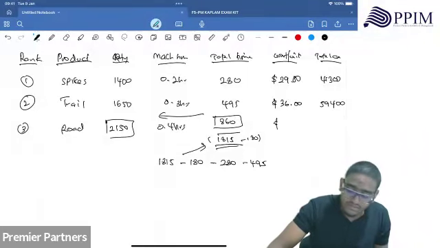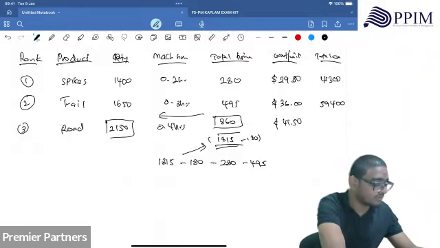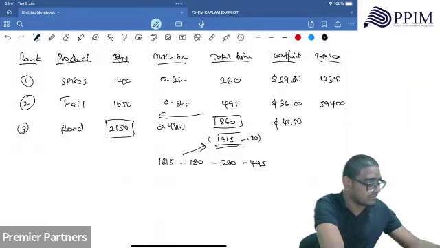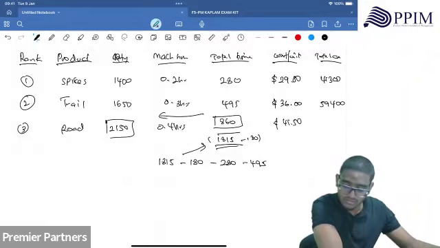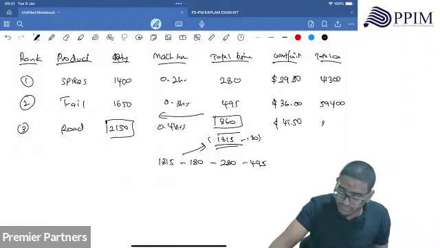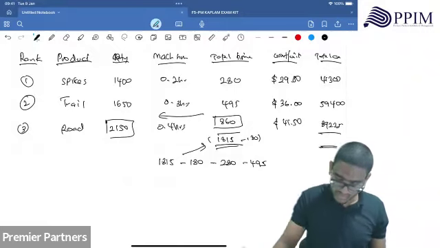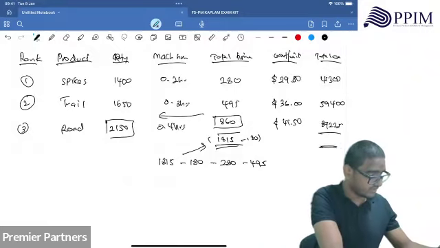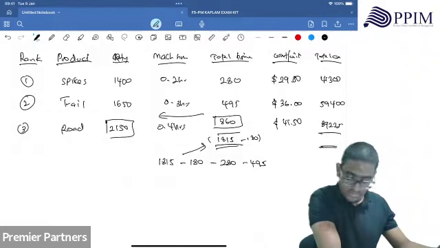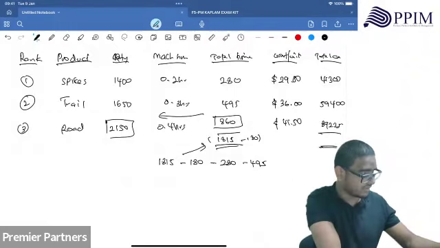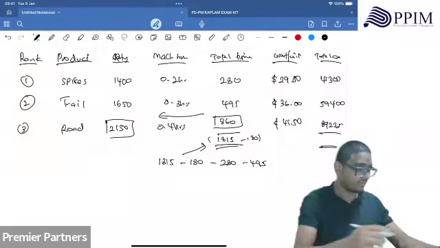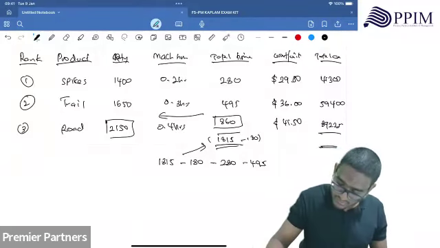So per shoe, you're going to generate a contribution of 41.5. So 41.5 into 2,150 is 89,225. The contribution that you get from this is 41,300 plus 59,400 plus 89,225, 189,925.